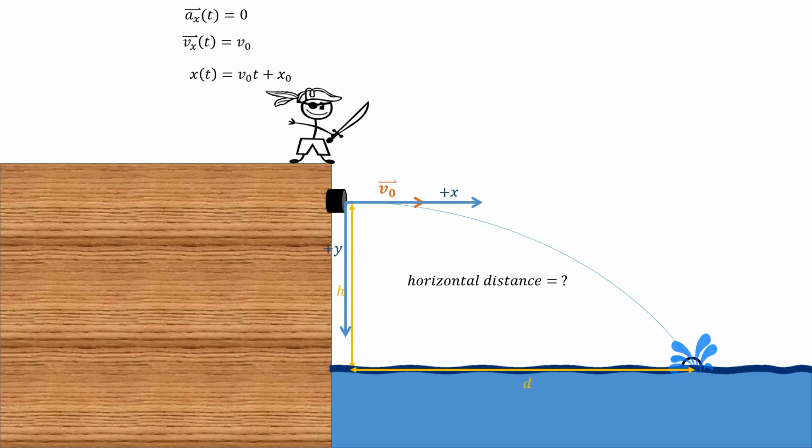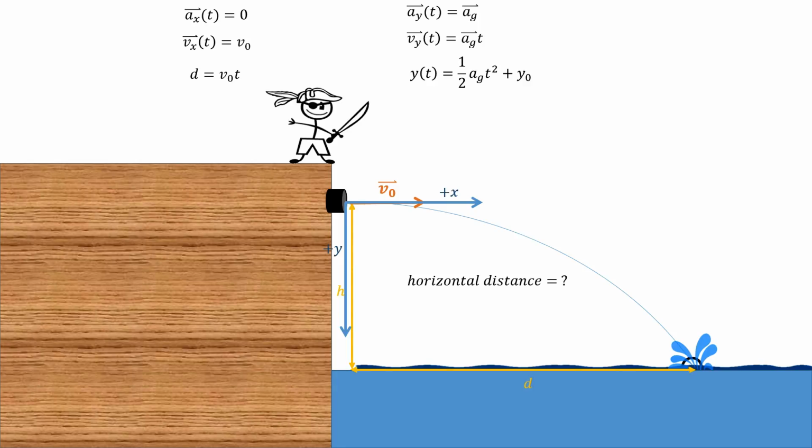In the vertical direction, we have a constant acceleration due to gravity, and so we solve for our vertical position as a function of time the way we've done already. However, since in this case our initial vertical velocity is 0, we're really only dealing with the second half of the parabola, and we can drop those terms from our equations. The horizontal distance then is just our displacement x of t minus x0, so d is equal to v0 t.